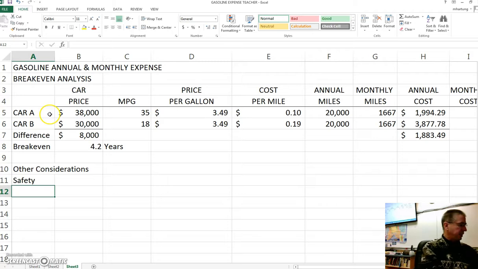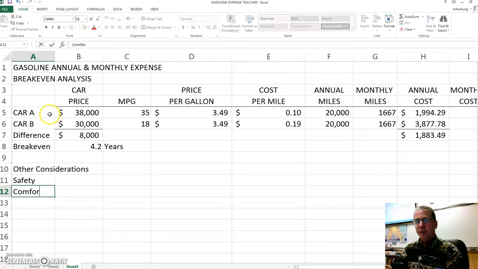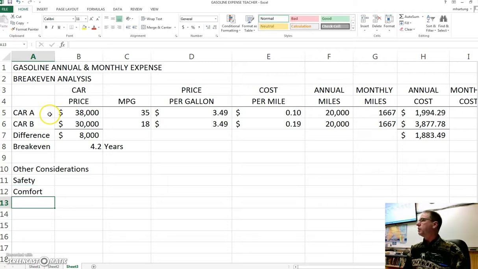I don't know if you can put 4 people in that. Right? Size. So that would be comfort. Comfort's another issue. Just because you want to save a lot of money in gasoline and be really uncomfortable for the next 5 years. Maybe not. How about reliability? Maybe the car that gets good mileage is a junker. Maybe it's not going to last as long.